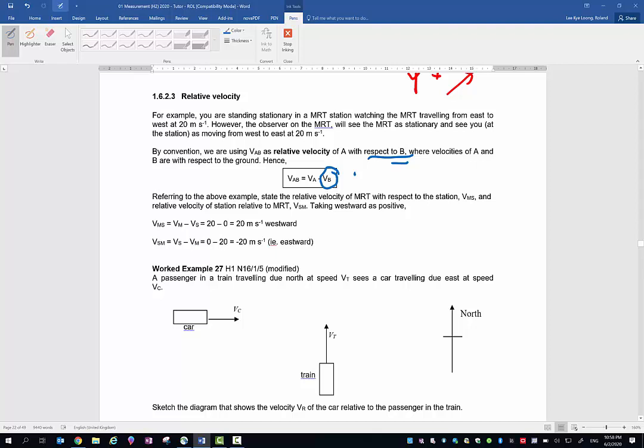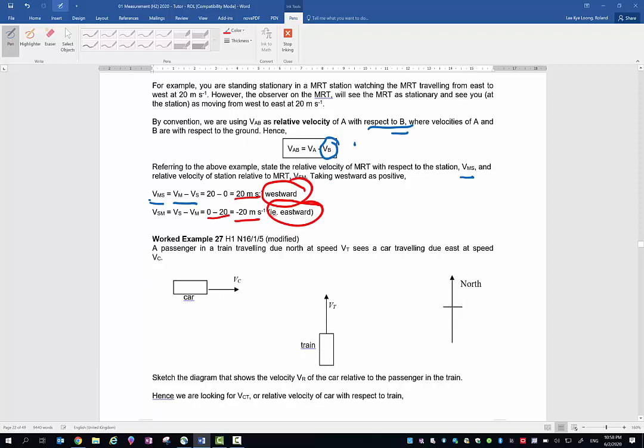Referring to the above example, the relative velocity of MRT with respect to the station, let's call it VMS, is equals to VM minus VS. For the other one, the relative velocity of the station relative to the MRT, we call it VSM, VS minus VM. So one is 20, the other one is minus 20. They are vectors, so it means that it is the same magnitude but the opposite direction. So let's look at this work example 27.